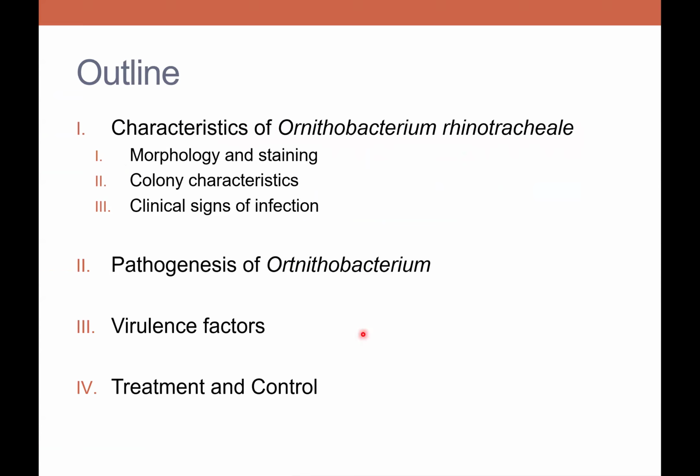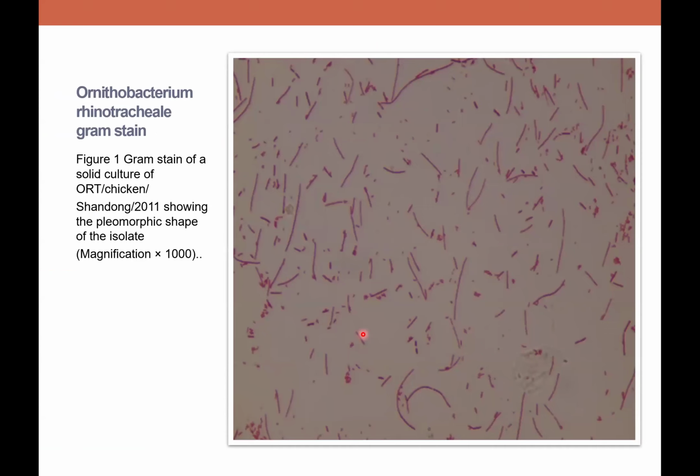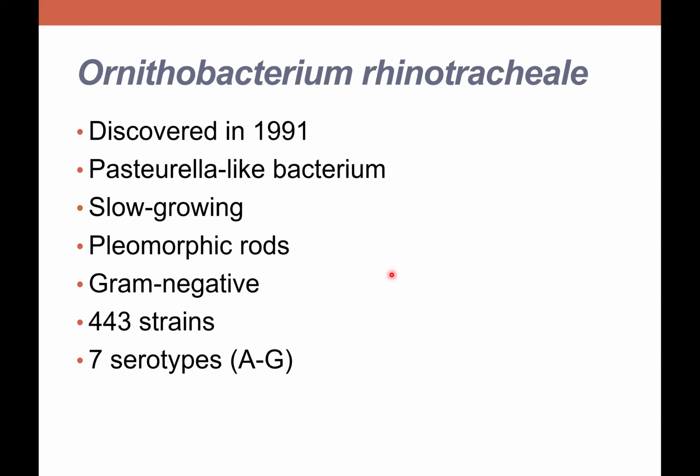For Ornithobacterium, there is a single species that is important, which is your Rhinotracheale. So Rhinotracheale, they appear as pleomorphic. So in here we see the gram stain. They appear as elongated, and some are small pieces, or some small rods. This is a relatively recent bacteria, because it was only discovered in 1991.